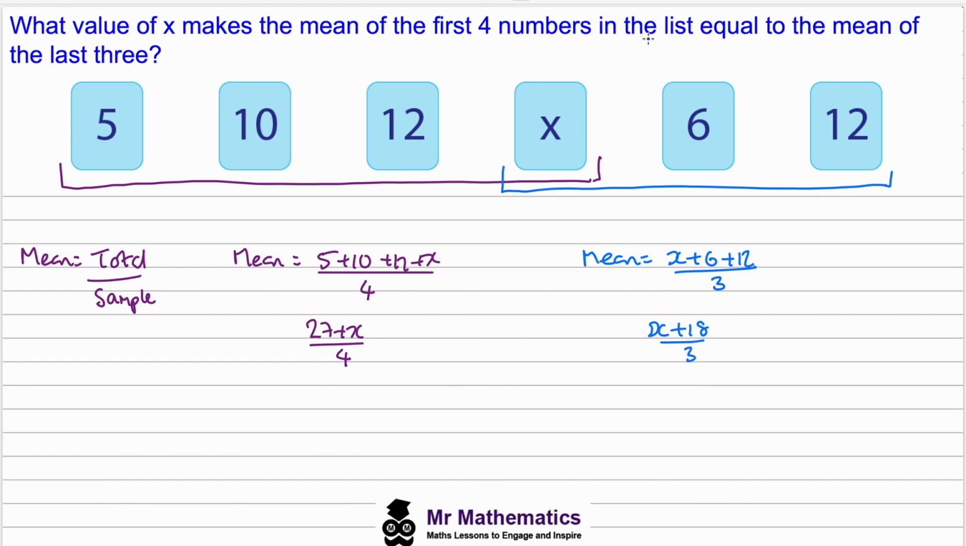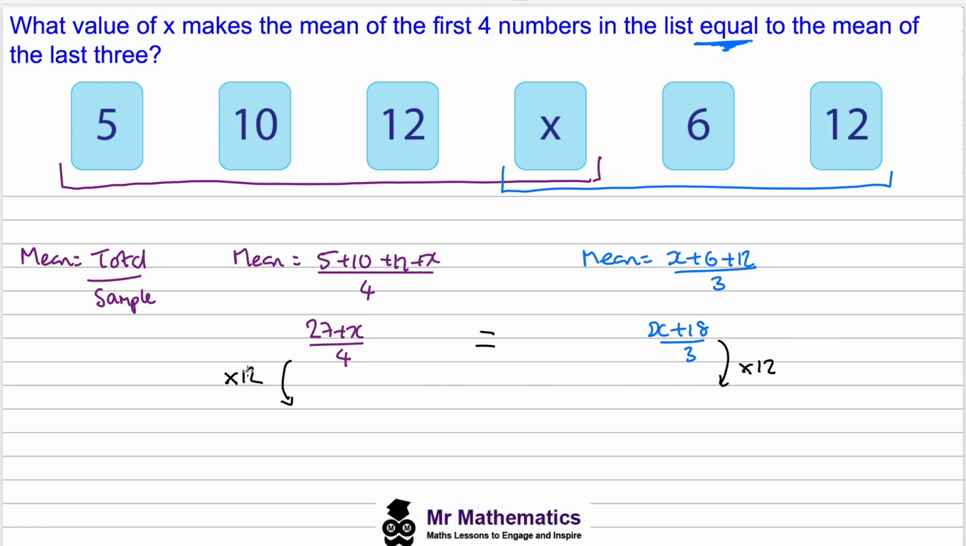And we're told here that these two expressions are equal. So our equation comes from making these two equal. So now we've got two fractions that are equal to each other. We can cancel out the denominators by multiplying both sides of this equation by the lowest common multiple of 4 and 3. So we multiply both by 12.